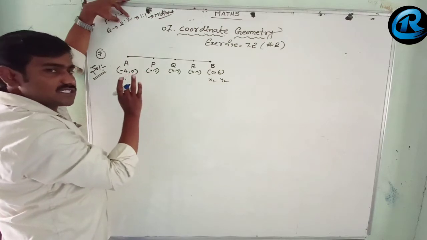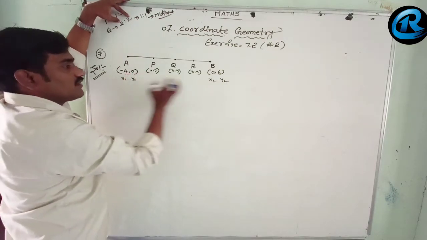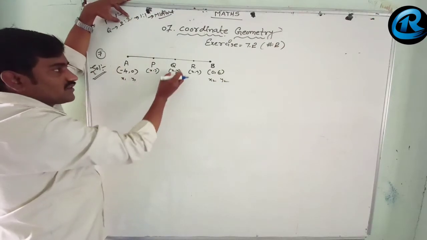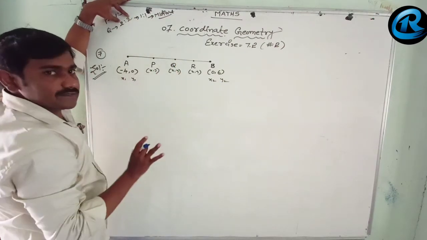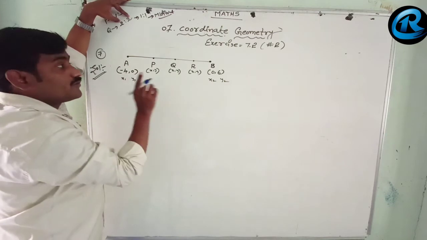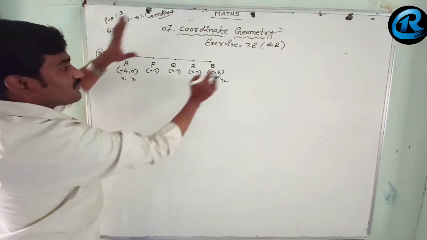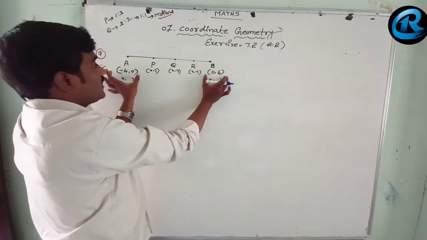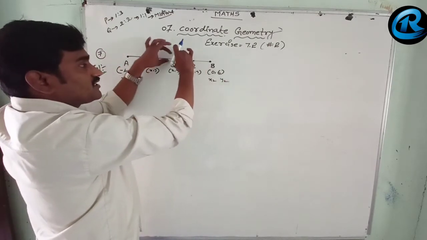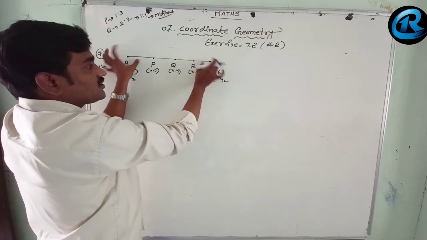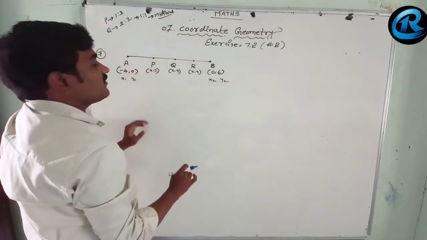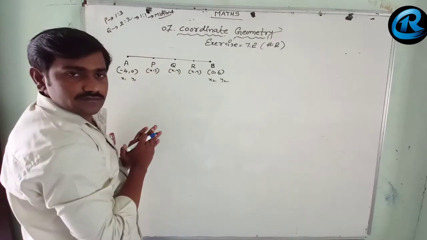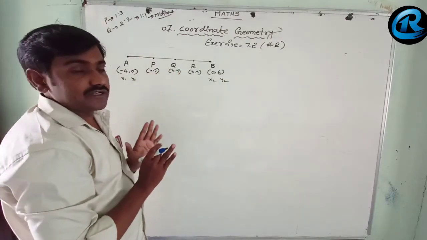You can use the section formula again, with x1 y1 x2 y2 and the m1 m2 values, and we can find out the Q point. Or we use the midpoint. Here Q is a midpoint of these 2 points. That means for the AB line segment Q is a midpoint. What is the midpoint formula? x1 plus x2 by 2, y1 plus y2 by 2. This is the Q also. So in that way also we can do it.